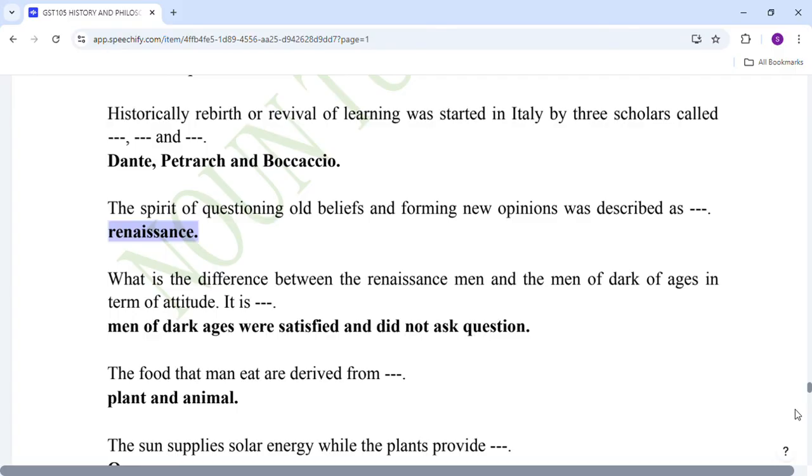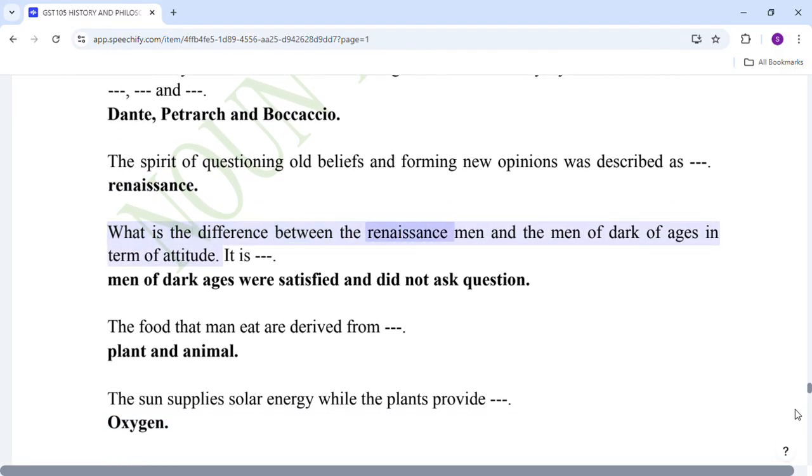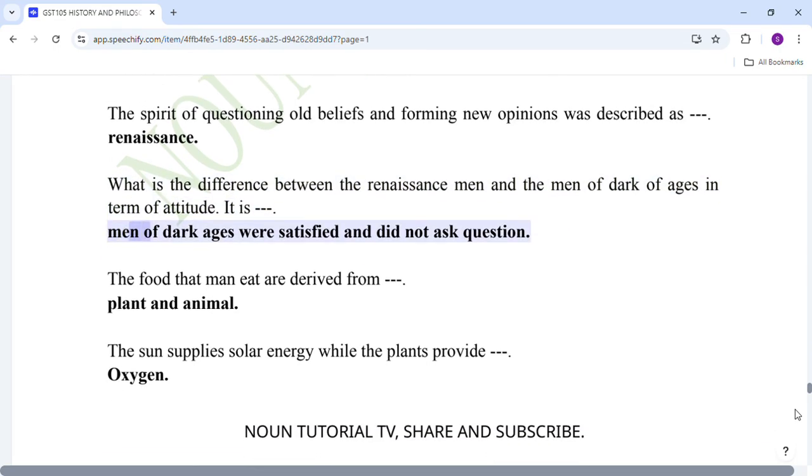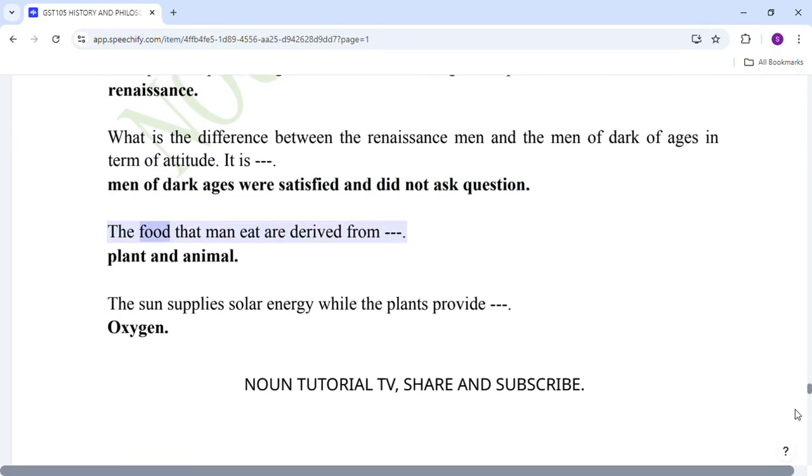The spirit of questioning old beliefs and forming new opinions was described as the Renaissance. What is the difference between the Renaissance men and the men of the dark ages in terms of attitude? Men of the dark ages were satisfied and did not ask questions. The food that man eats is derived from ___.